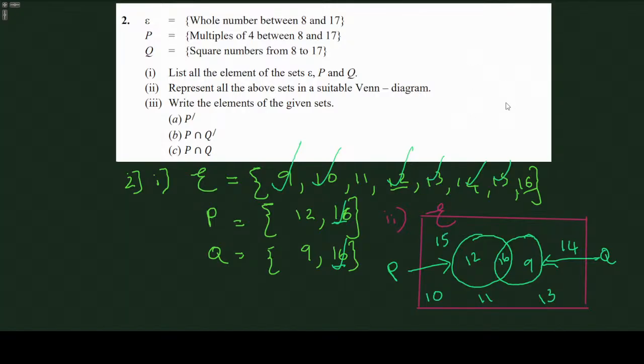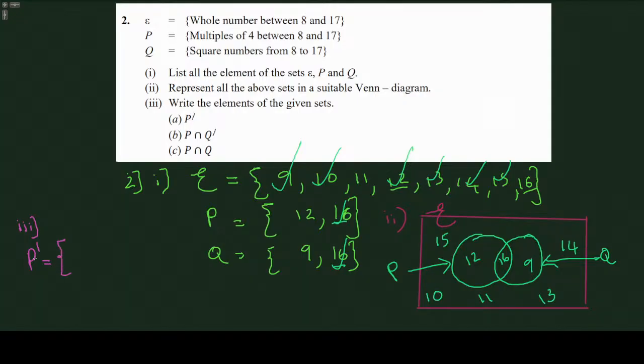Right, let's look at Roman 3 now. You have been asked to write the elements of the set P complement. P complement or complement of P. What does complement of P mean? Out of what is there in the universal set, the elements which are not there in P should come to the complement of P.